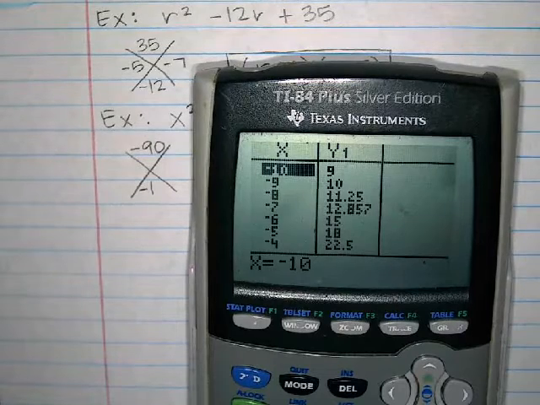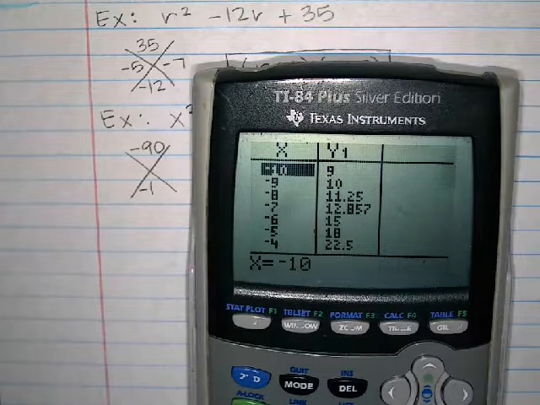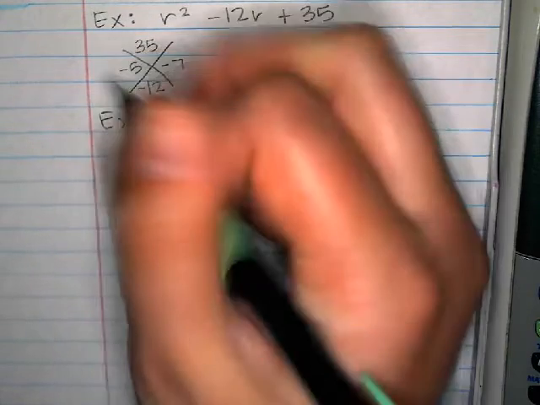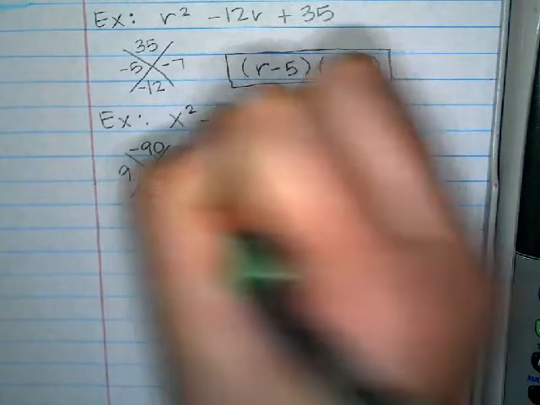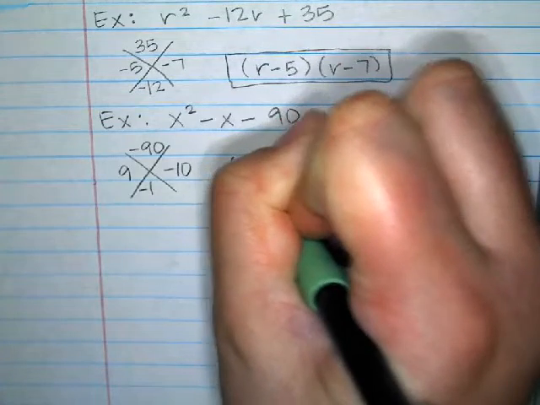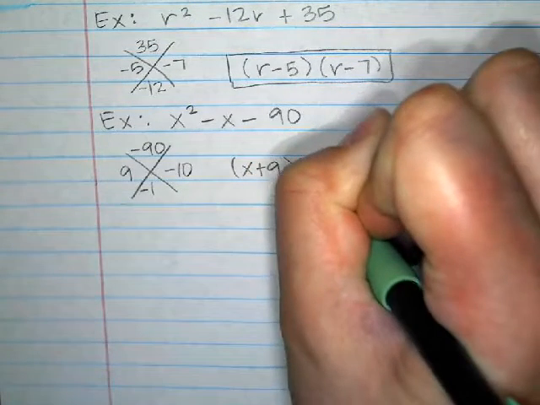So what's the answer? So 10 and negative 9 would be positive 1. 9 and negative 10, yeah. So x plus 9, x minus 10.